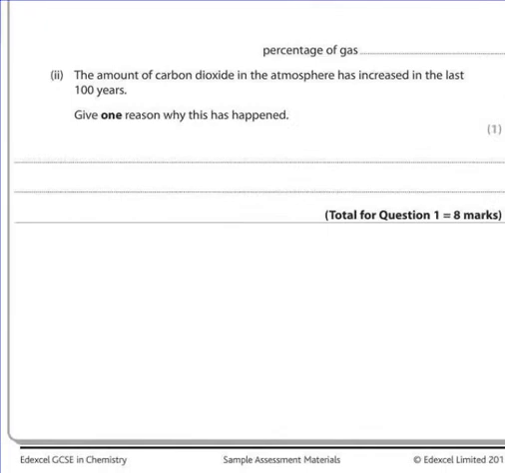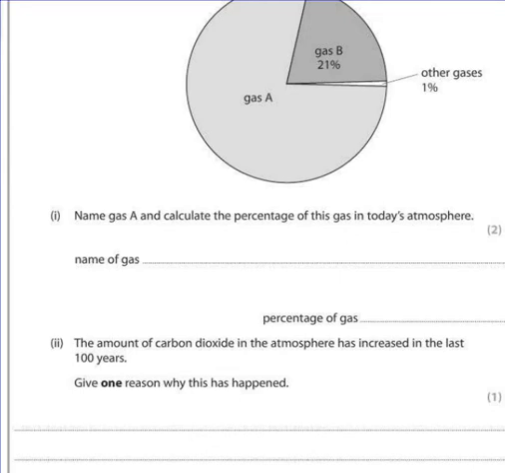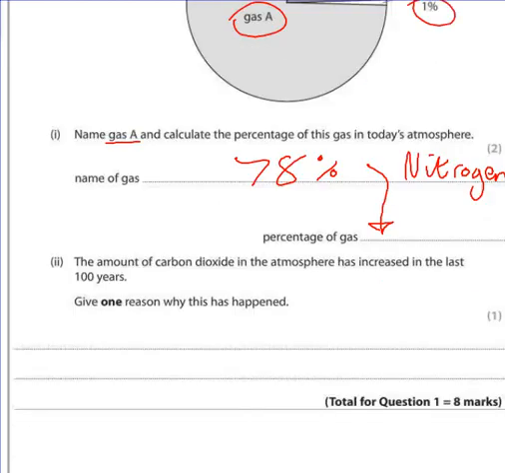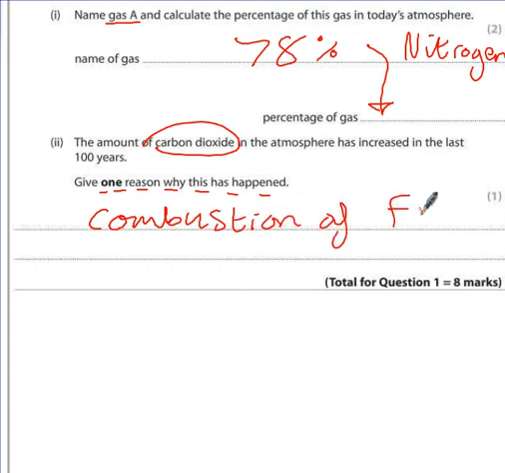Okay. Next, we're still on question 1. B. We're looking at the pie chart. Gas A is nitrogen, and if we take 21 and 1, that gives us 22, so that leaves 78% nitrogen. Stick that answer in there because that was the name of the gas. Nitrogen is the most abundant gas in the atmosphere. One reason why this has happened: carbon dioxide. It's from burning, isn't it? So combustion is the word for burning of fossil fuels.